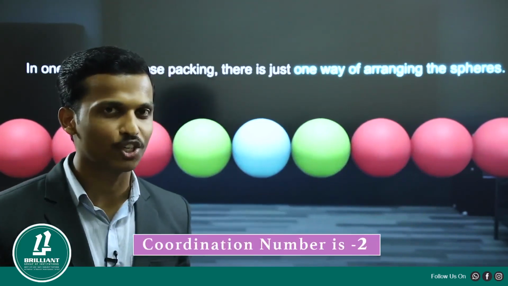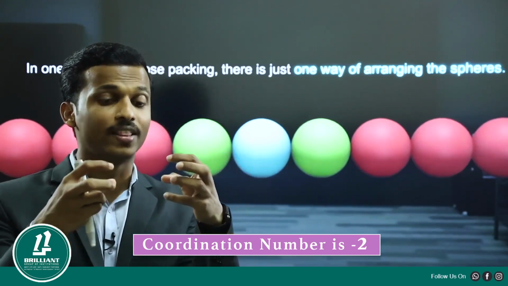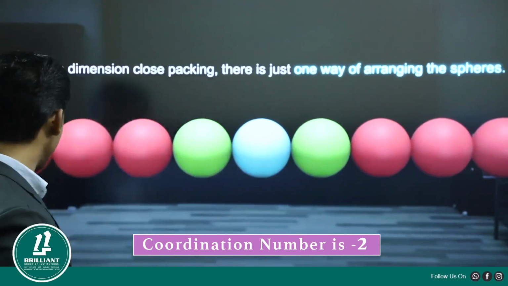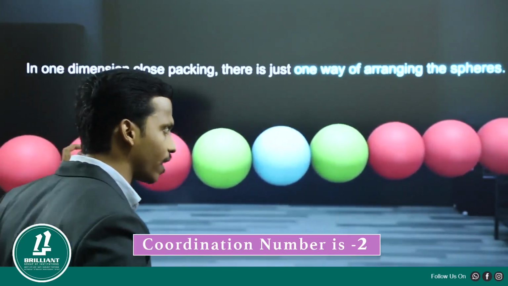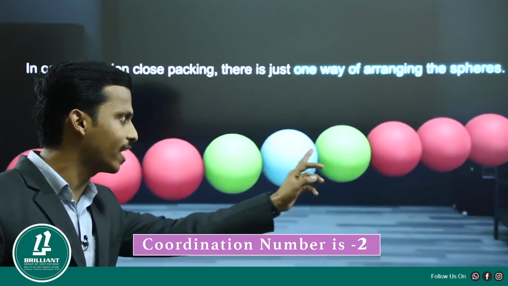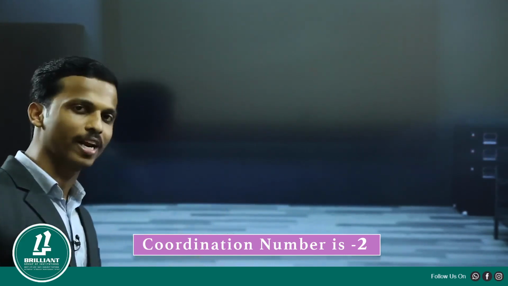What is meant by coordination number? The number of touching spheres, or we can say the number of nearest neighbors. So that is coordination number. So let's see here, what is the coordination number? It is very clear that the spheres are arranged in a single row. This is the central atom. If you are considering it, it is directly touched with two atoms or two spheres. Therefore, the coordination number is 2.